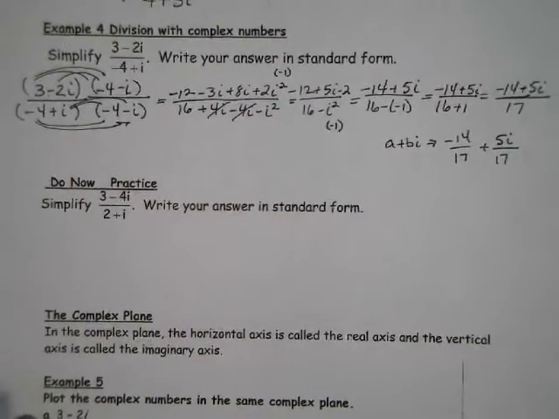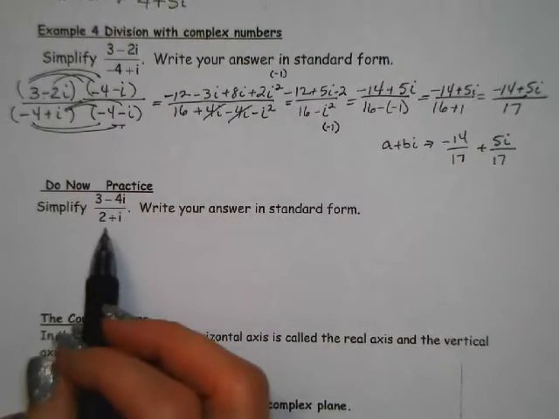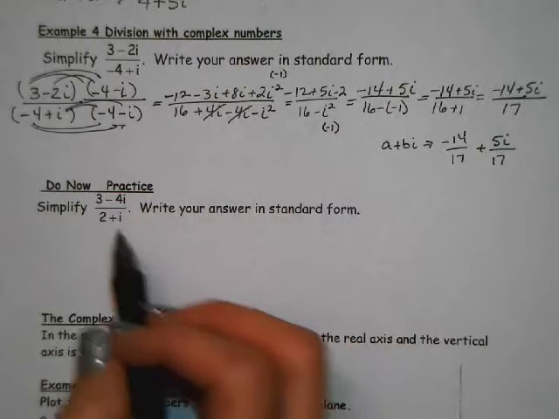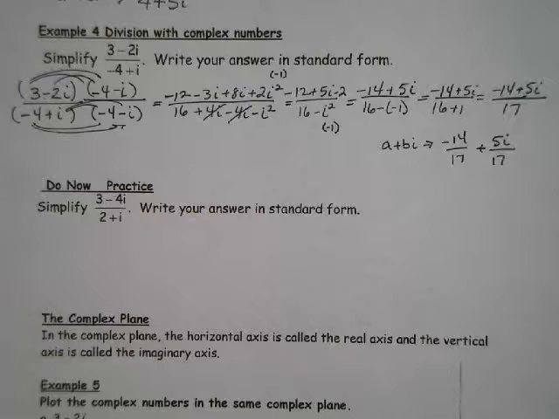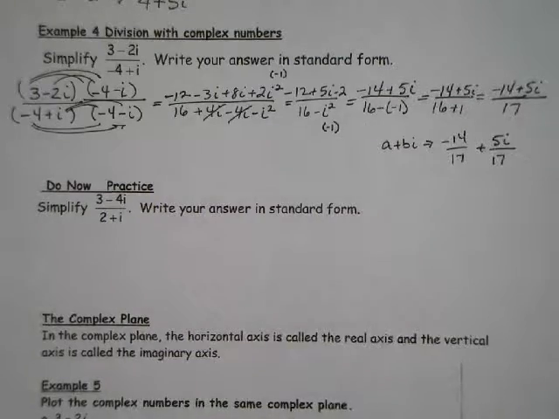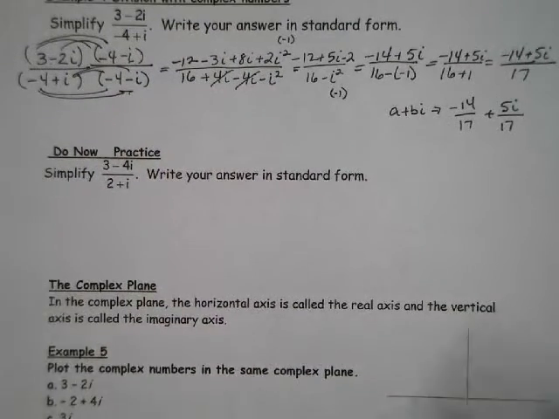So now that we've gone through this example, we'll go ahead and try this example here, the 3 minus 4i over 2 plus i. Because you have i in the denominator, we want to multiply by its conjugate. And then that should cancel out the i's. So go ahead and give that a try, and then when you're done, go ahead and come back and restart this and check your answer.